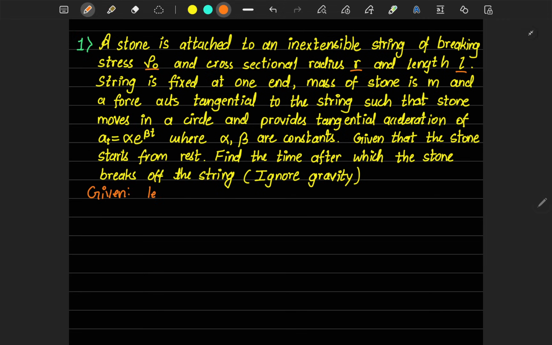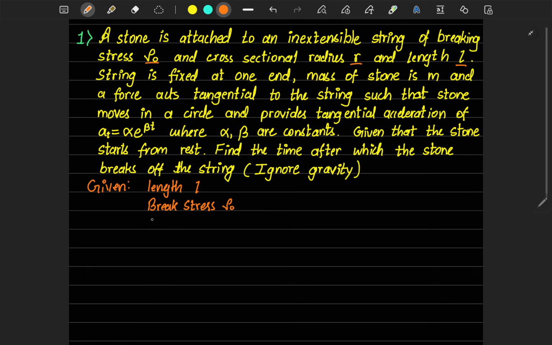We are given a string of length L and breaking stress rho naught and cross-sectional radius r.